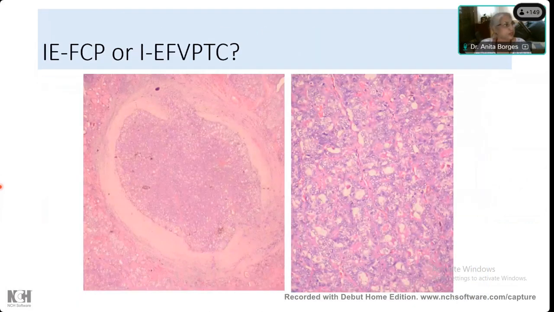Now somebody look at this and tell me: here is an encapsulated lesion, completely encapsulated. There is frank invasion of its capsule. What is this now? Invasive encapsulated follicular carcinoma with papillary thyroid nuclei, or whatever they're calling it now, IEFVPTC. It doesn't make sense to me, but it is being called so.